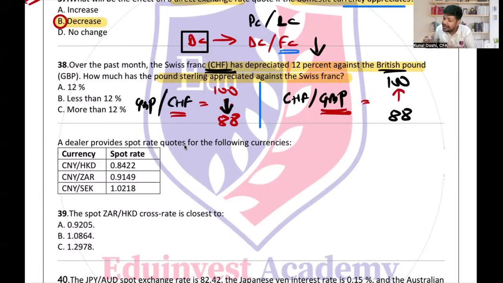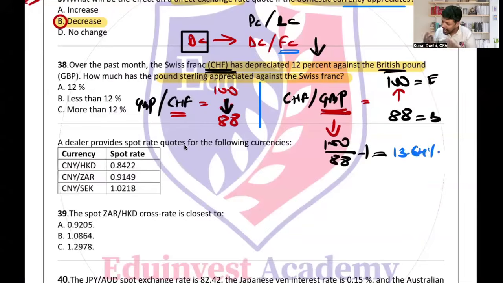Clear? 88 to 100 is how much percentage? So 88 is your beginning value, 100 is your ending value. So how do you find this percentage? Same as your holding period return: ending over beginning minus 1. So if you do 100 over 88 minus 1, it will be definitely greater than 12 percentage. It is going to be 13.64 percentage. So the answer here is that the pound has appreciated by more than 12 percentage. Very good to those who answered it. Amazing. Clear?